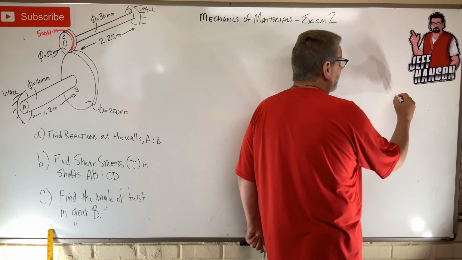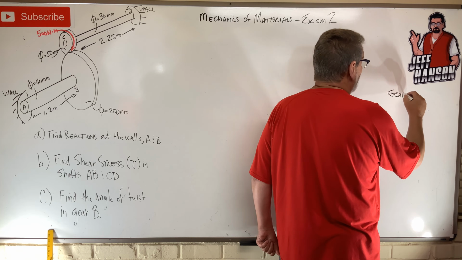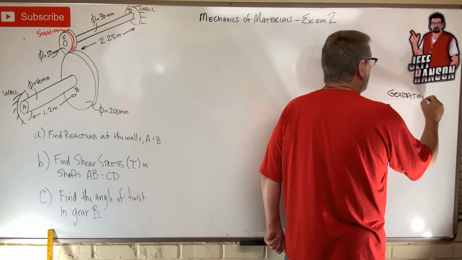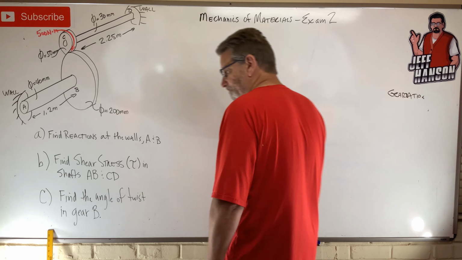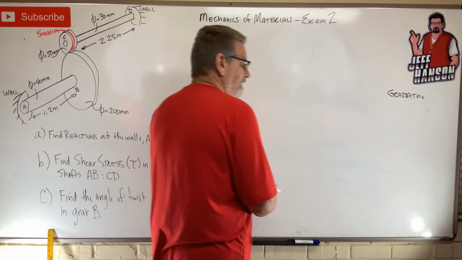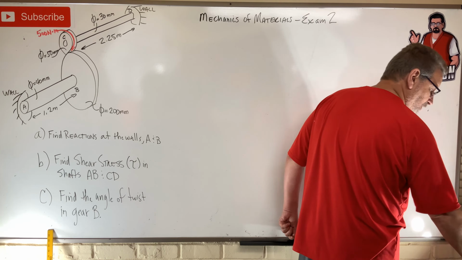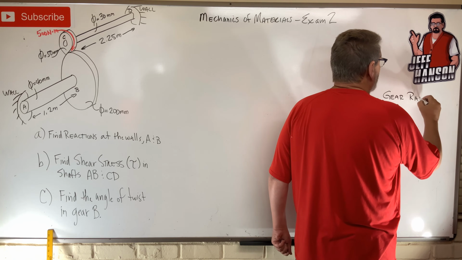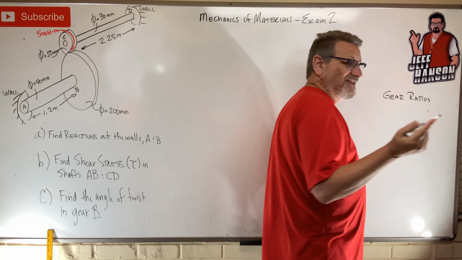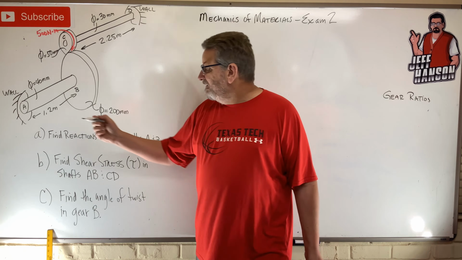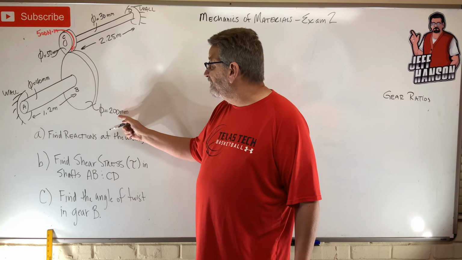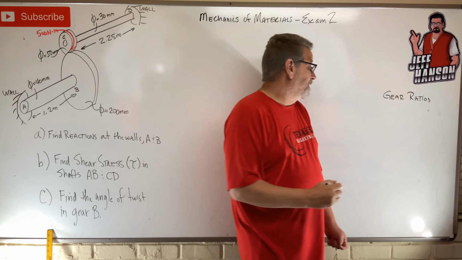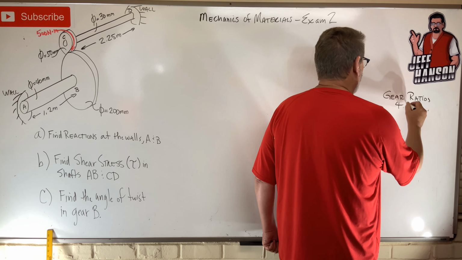Number 1, we've got gear ratios. And in this case, what's our gear ratio? This one here is 4 times bigger than that one. That was 50. That one's 200. So we got a 4-to-1 gear ratio here. Okay, so how does that work?